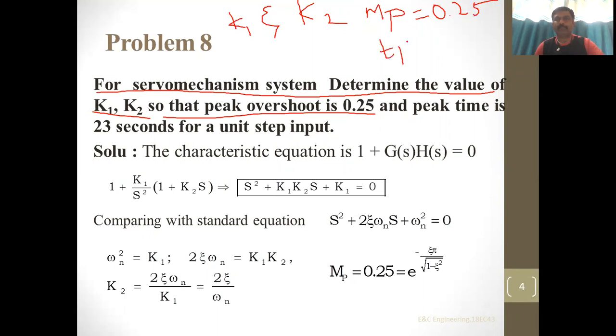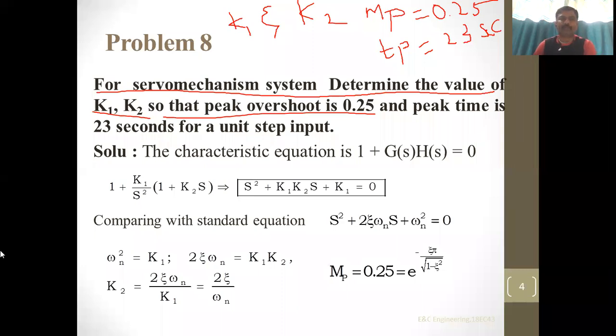and peak time TP is 23 seconds. And one more thing is this unit step input. Unit step input in the sense this problem is associated with the unit step response. Is it okay? Now we need to determine the constant values K1 and K2 with the given input parameters as MP, maximum overshoot, is 0.25 and TP is 23 seconds.